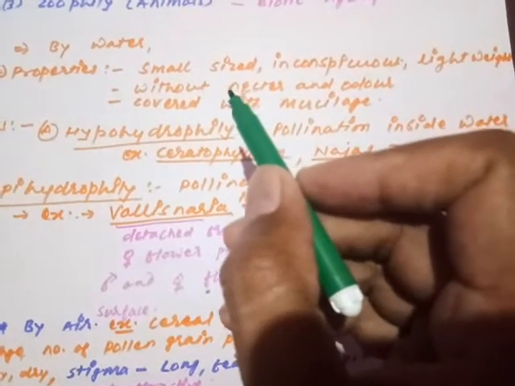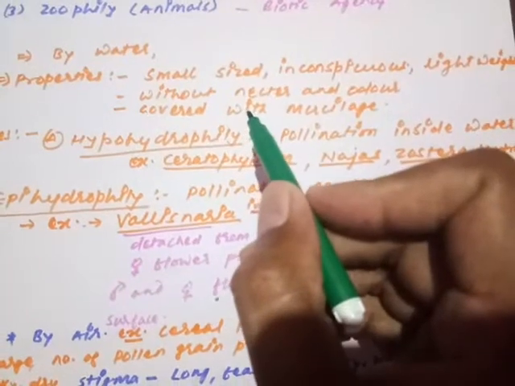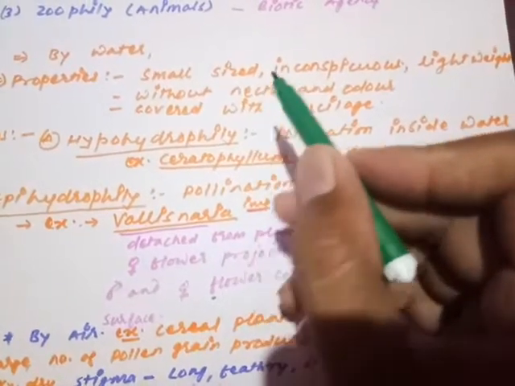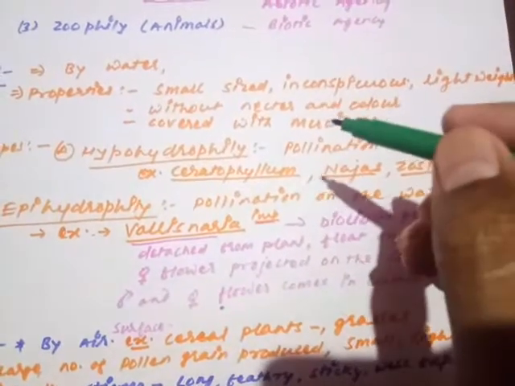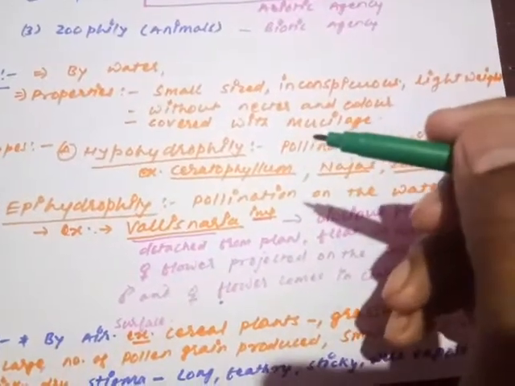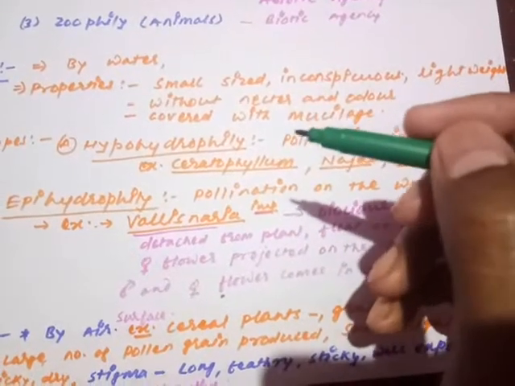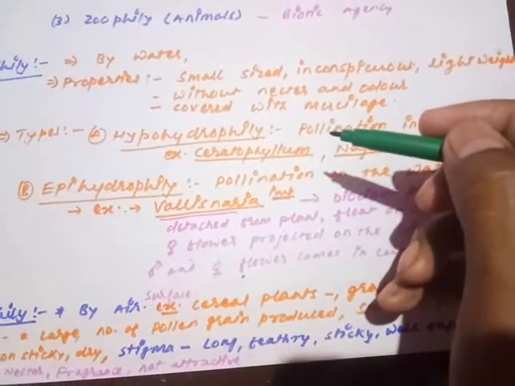So to avoid their spoilage, the flowers are covered externally with the mucilage. Are you getting my point? They are small-sized, inconspicuous, very lightweight, they do not have any nectar, they do not have any color, and to protect them from spoilage in the water, their external surface is covered with the mucilage.